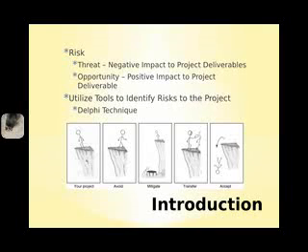Risks that have a negative impact on a project are known as threats, and strategies for dealing with threats include avoiding, transferring, mitigating, or accepting the threats. Risks that have a positive impact to a project are known as opportunities, and they should be exploited, enhanced, shared, or accepted. A critical facet of project risk management is identifying risks and documenting their characteristics.